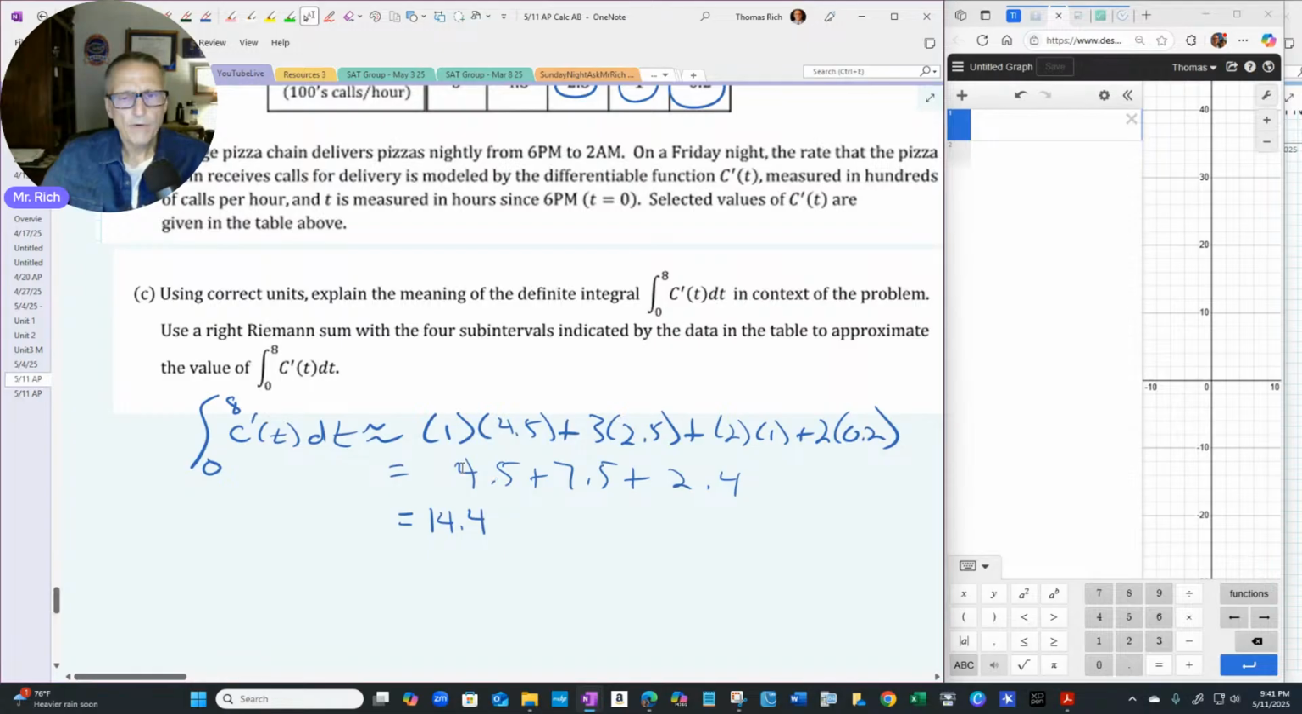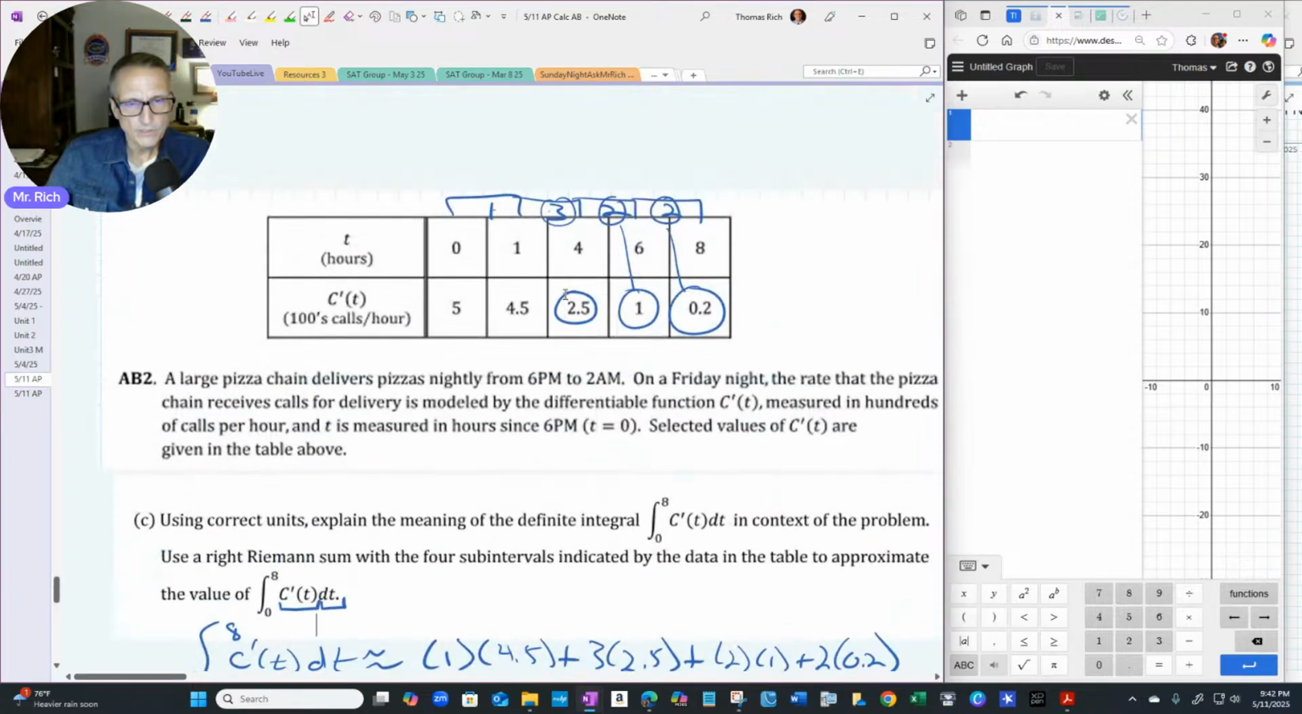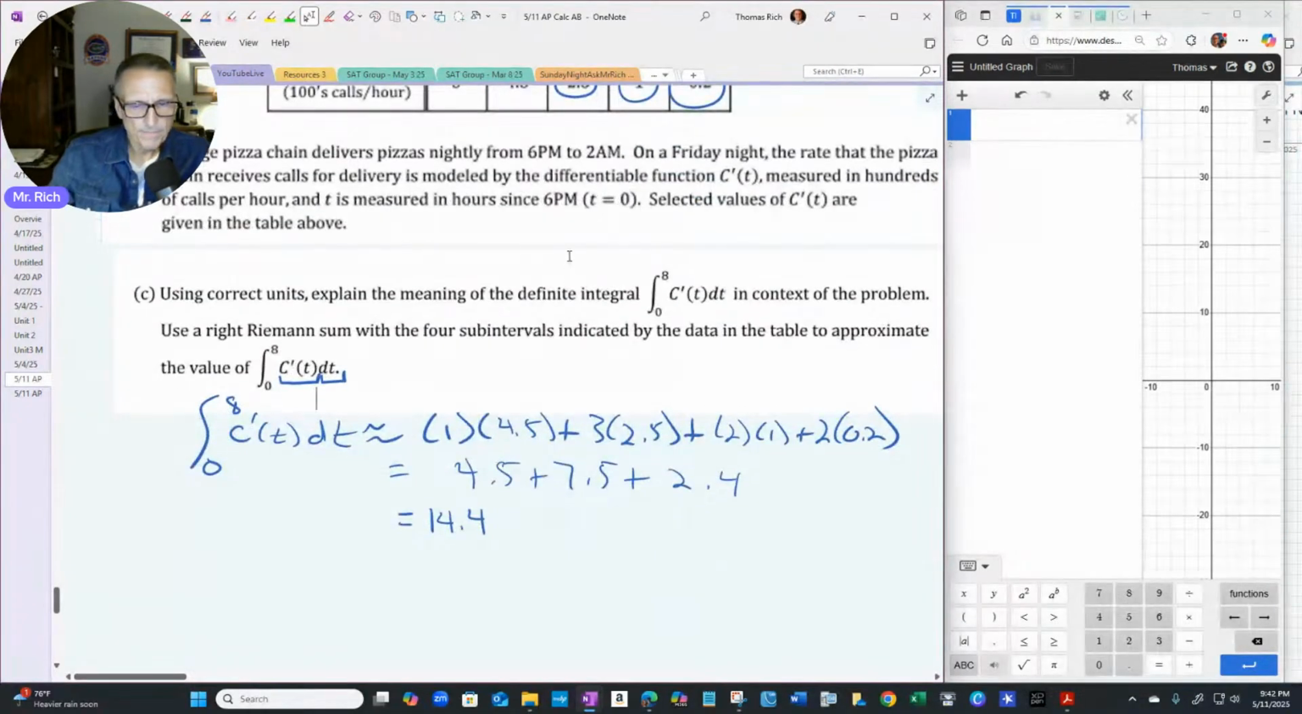Okay. Now, what does that represent? Well, remember, we're doing a dimensional analysis here, right? That is going to be calls per hour, and that's hours. So this is going to be calls, right? So this is going to be summing up what we estimate the calls to be between 0 and 8.